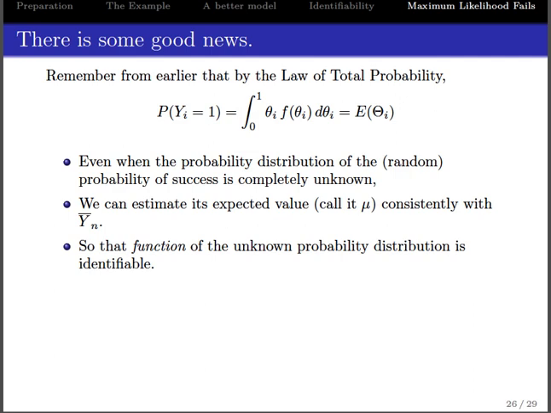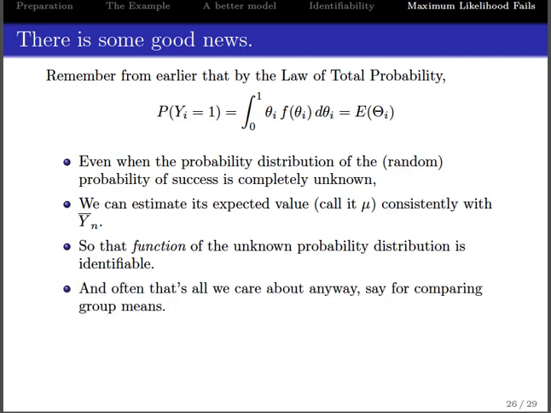Anyway, this expected value, which I've called mu here, is a function of alpha and beta if the distribution of the probability of success is beta. But if it's some other unknown distribution, who knows what it is, still that expected value is a function of the unknown probability distribution, and that function is identifiable. And often that's all we really care about anyway.